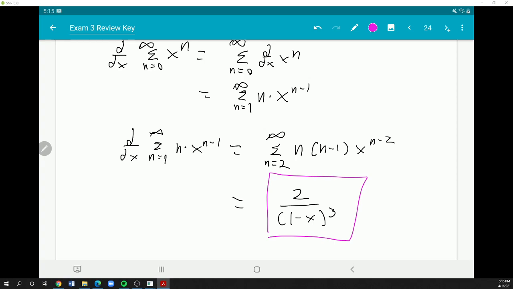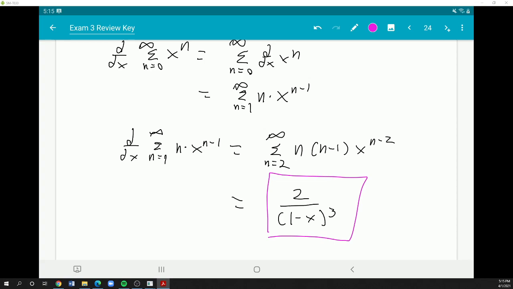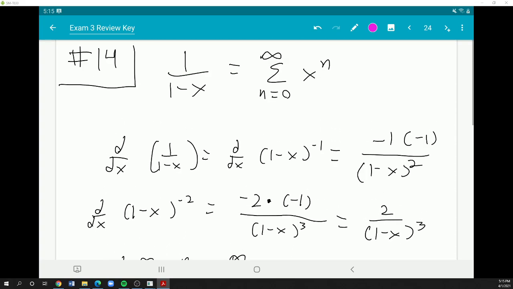Okay. And that's our final answer. So this should say I need to fix this not as a power series, but as a function. Okay. So that's number 14. Not too bad.